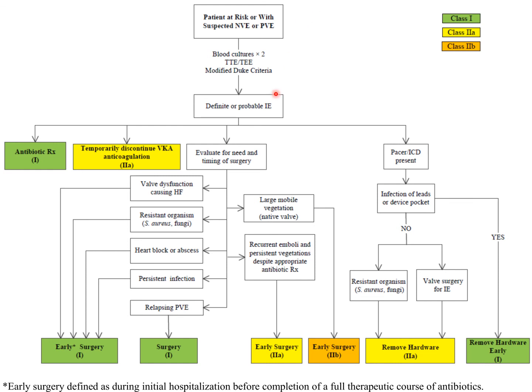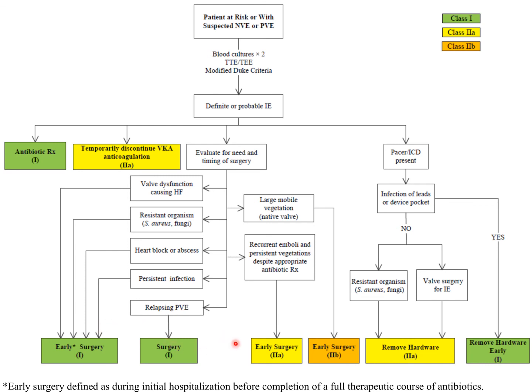So once you have somebody who has definite or probable endocarditis, then you need to, number 1, give antibiotics, and then you need to evaluate the need and timing of surgery. So anybody that's got valve dysfunction causing heart failure, a resistant organism like Staph aureus or fungi, heart block or abscess, or persistent infection despite adequate antibiotic treatment, they should all undergo early surgery. And the AHA guidelines define early surgery as surgery during the initial hospitalization before completing a full course of therapeutic antibiotics.